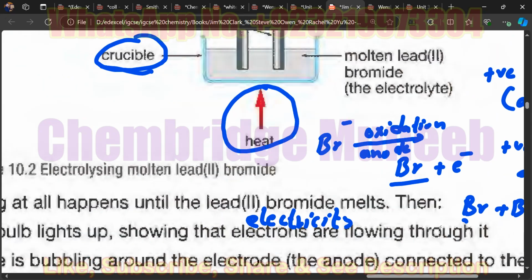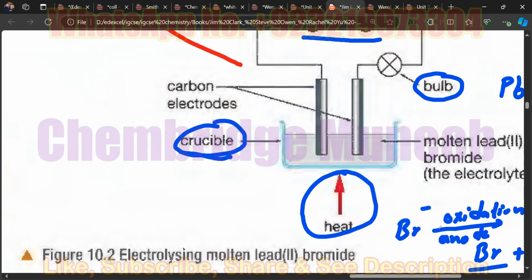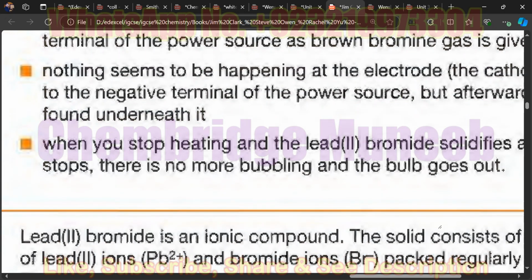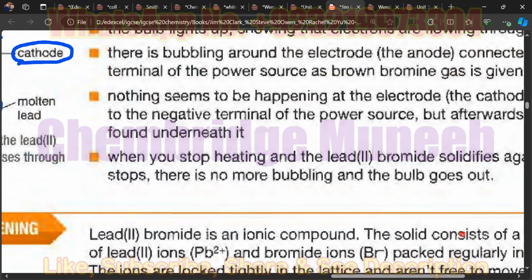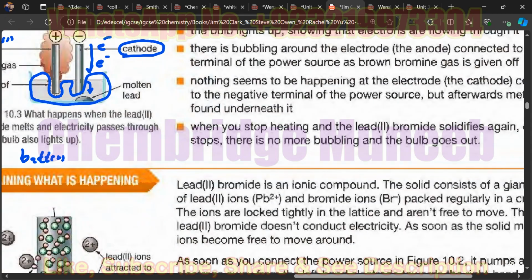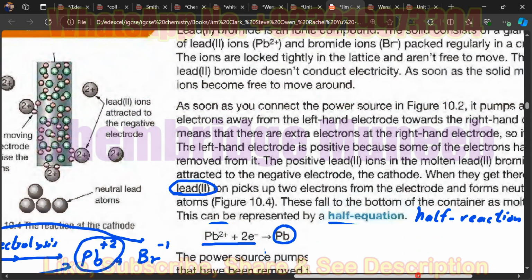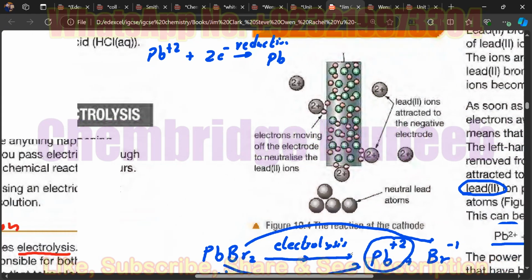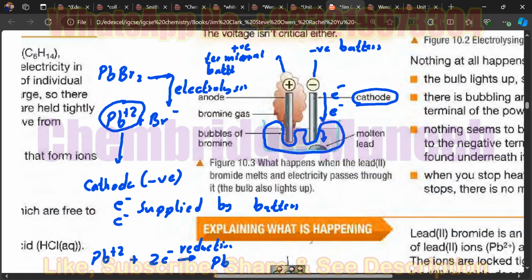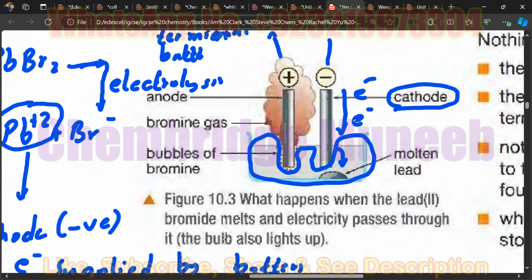Now the Br2 molecule is in its liquid form, because we know from our previous knowledge of the halogens that fluorine and chlorine exist in their gaseous form, and bromine exists in its liquid form. Is that right? Yes.